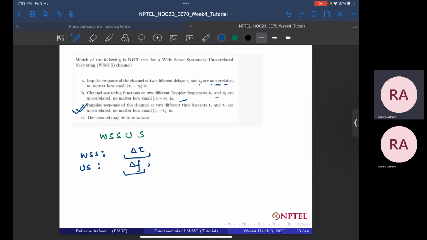Okay, so you can look for this concept in the lecture 4 tutorials, week 4 tutorials, and just let me know if there is any doubt. But then wide sense stationary and uncorrelated scattering channels are defined like that. And then one is the homogeneous channel that you can see in the lectures. Maybe I should just let you know that for homogeneous channel, the autocorrelation is dependent upon delta D.